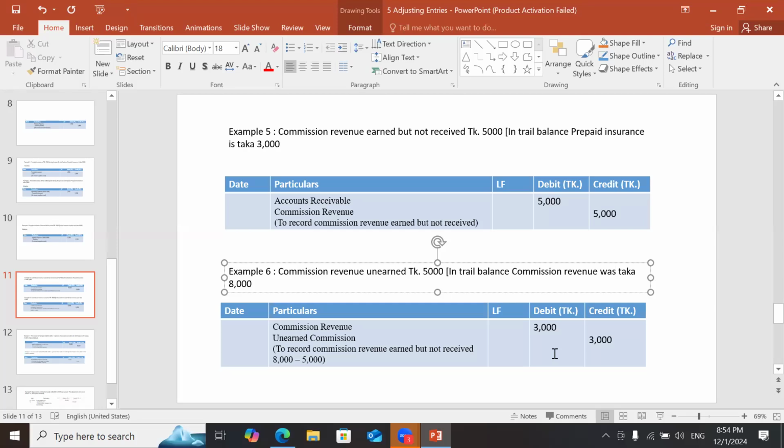Sir, the main point here is identifying the transaction, whether it is an asset or a liability. That's where we are confused. Commission revenue, whether it will be asset or liabilities. If you have a list of the things which are assets and liabilities, then it will be very easy. Unearned is always a liability, no doubt.